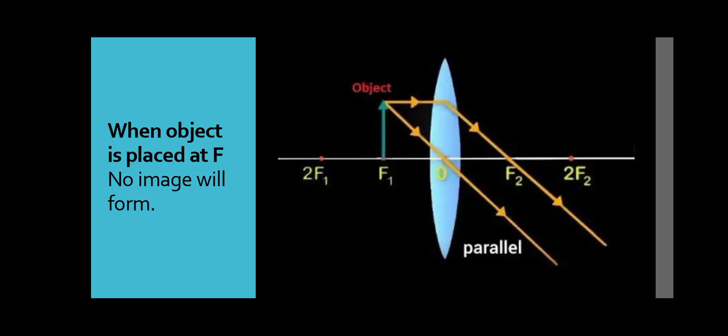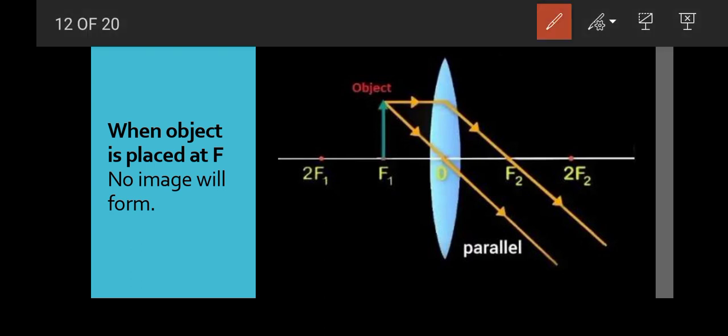Next case is when the object is placed at f. If we take the object to the focal point of the lens, what will happen? Here is the object. First of all, we have to draw the first ray. After refraction, it is passing from the principal focus. Second light ray passing from the optical center, passed undeviated like this.